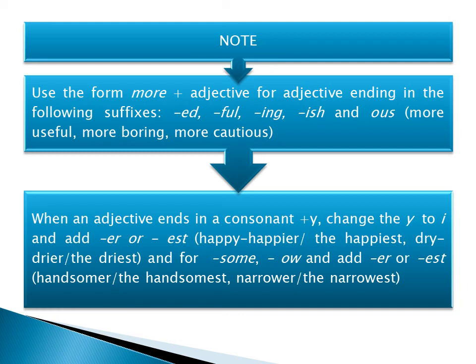And for some adjectives ending in ow or e, we add er or est. For example, handsome, we are going to add er, handsomer, handsomest. And narrow, we are adding er, narrower, and est, the narrowest.